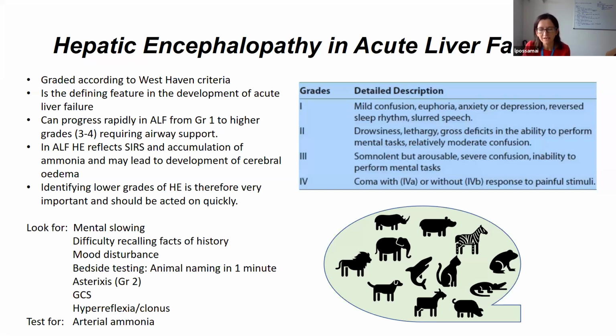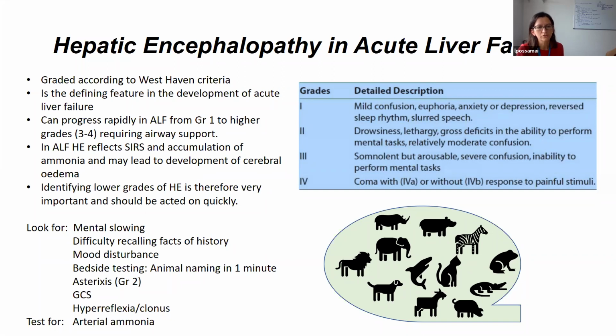A nice bedside test I like to apply for hepatic encephalopathy is animal naming in 1 minute, where you ask a patient to name as many different animals as they can in 1 minute. If they get under 10, that does suggest a significant degree of mental slowing. Between 10 and 15 is borderline, and over 15 normally suggests quite good recall, and it's something that can be applied and quantified quite easily.